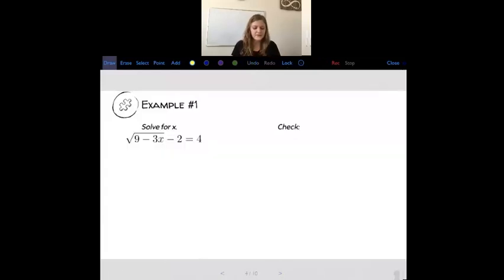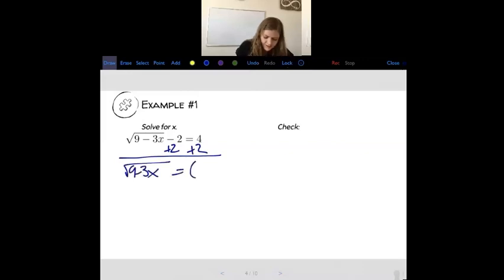Example 1, solve for x. So we have the square root of 9 minus 3x, minus 2 equals 4. So to start this problem off, we want to isolate the radical. So we'll add 2 to both sides to get the square root of 9 minus 3x equal to 6. Now we have to get rid of the radical. So this is the square root of 9 minus 3x. We can square both sides to get rid of the radical, and I'll show you why.